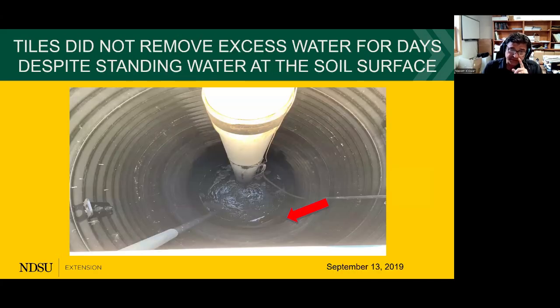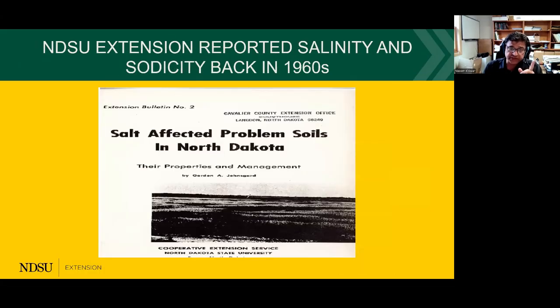So tile drainage performance also can be negatively affected by high levels of sodicity. Are these problems new? Not really. This is a picture of a cover page of an NDSU extension bulletin that was reprinted in 1967.